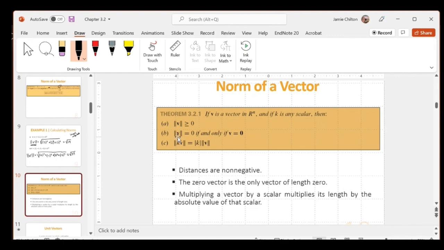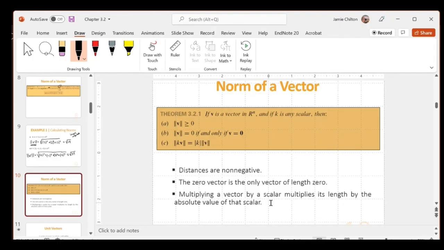And then that norm is going to equal 0 if and only if the vector is the 0 vector. And then certainly we have this scalar k. So the norm of kv is going to equal the absolute value of that scalar k multiplied by the norm of v.